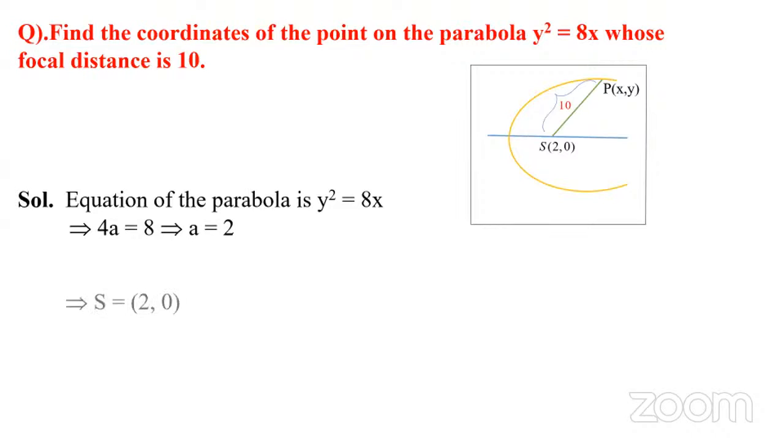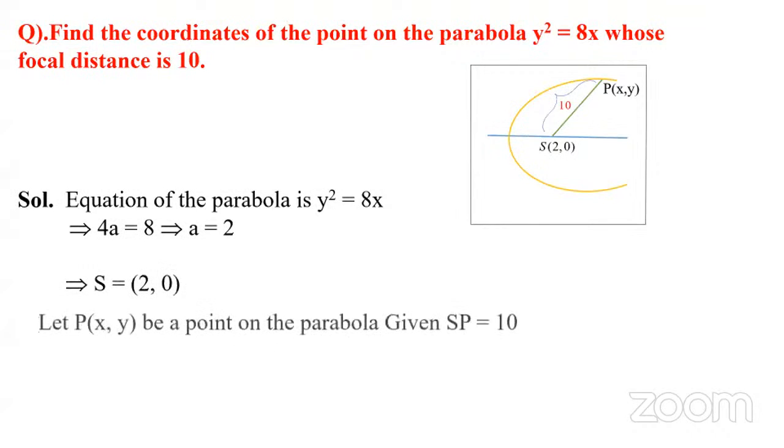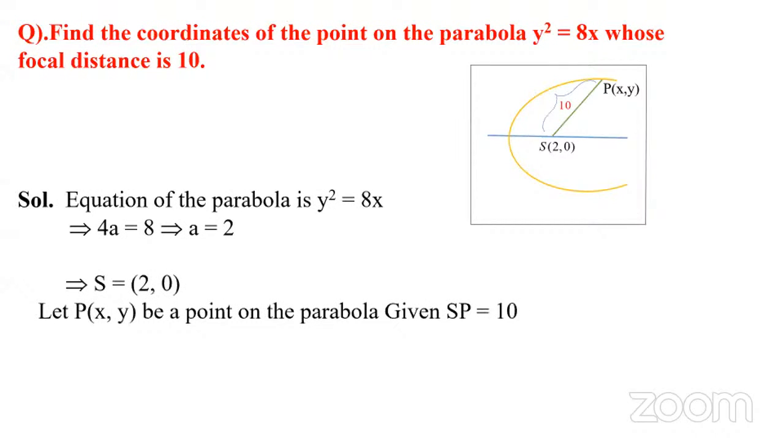So S is nothing but (2, 0), and let P be any point on the parabola. First we use the distance formula, but this is called the focal distance. Focal distance means we already proved x1 plus a is the focal distance with respect to the parabola. That's why I'm doing that.